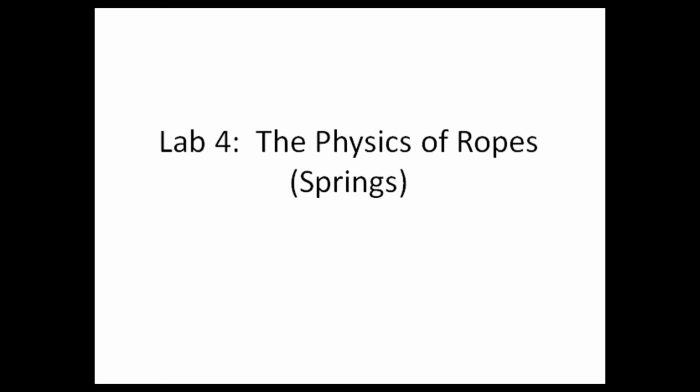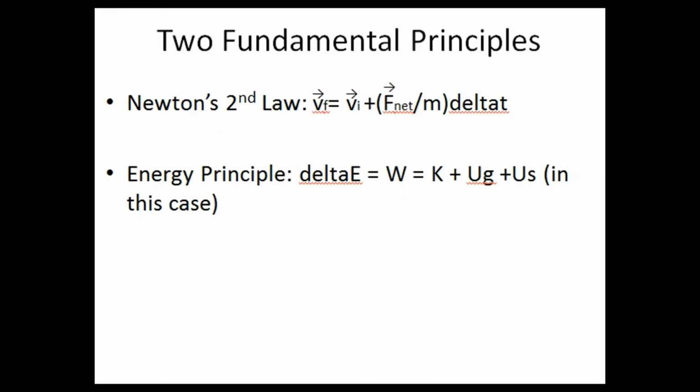Okay, everyone, this is Lab 4, the physics of ropes or springs. We have two fundamental principles, Newton's second law, where the main equation is final velocity equals initial velocity plus the net force divided by mass times the change in time. And we can use the final velocity to then predict the final positions using similar equations.